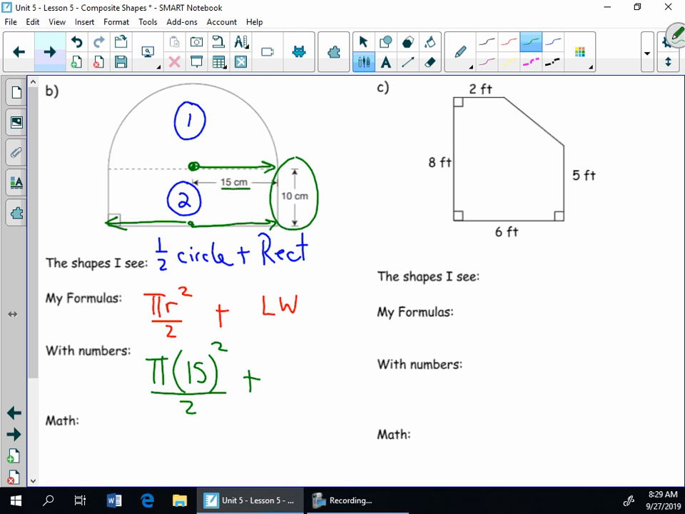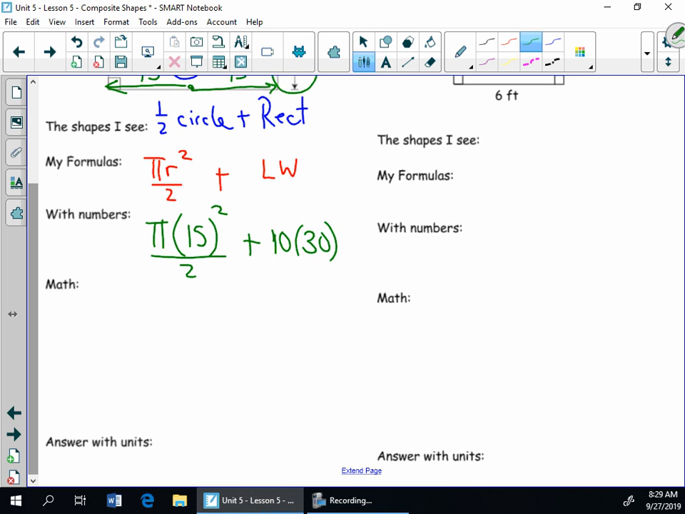Well, kind of a tricky idea here. If it says 15 on this piece, it must also be 15 on this piece because that's another radius. So all the way across, 15 and 15 makes 30. So we have 10 times 30. The order you put those in doesn't matter. 30 times 10, 10 times 30 means the same thing. All right, there's my numbers.